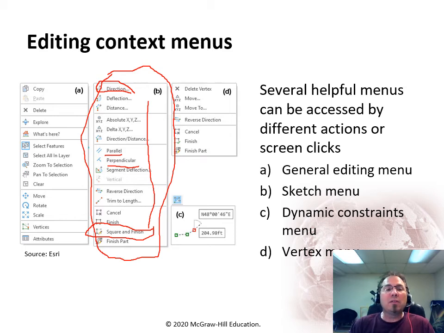But you can also see there's lots of other options here. The general editing menu is this first one here, A. And then D is the dynamic constraints. That's telling it: do I want to delete a vertice? Do I want to finish or finish part? Finishing a part is another thing we haven't talked about.